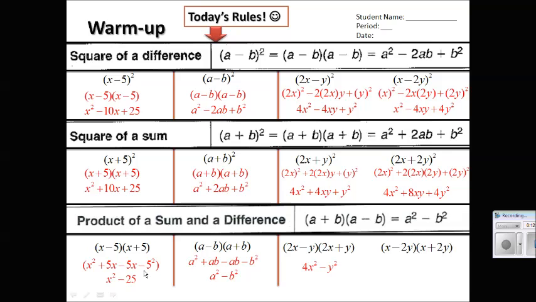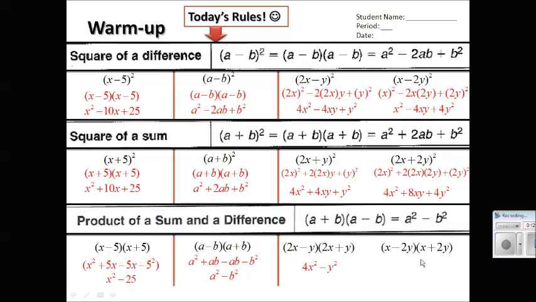Now, look over here. When you did it as a full distribution problem, you still got the same exact answer, didn't you? So, I distributed all the way out, and you got the x squared, and you got 2 of the 5 x's, and you got the 5 squared. Works the same exact way, except if you identify the rule, you can do that shortcut instead of distributing and writing it all the way out.